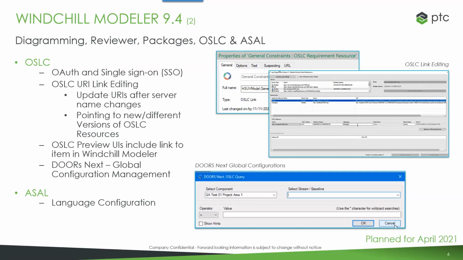On the OSLC server side, our preview UIs, the user interfaces that Modeler serves up and that are displayed in other systems like Windchill and RVNS, now include a link to the linked item in Windchill Modeler. So one of the key aspects that we've tried to implement across our products is efficient navigation between our design tools.